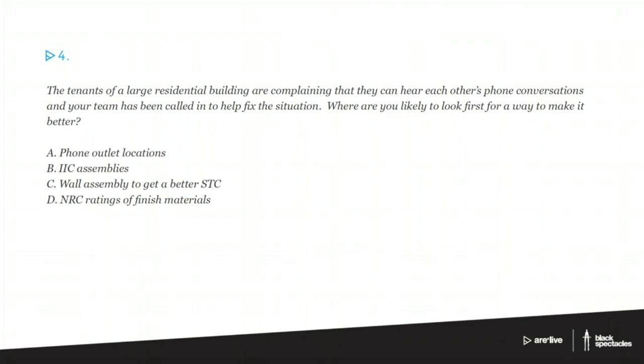The IIC assemblies, C would be the wall assembly to get a better STC. D would be the NRC ratings of finished materials. So let's digest a few of these. So IIC is going to be the installation impact class. So that is a viable answer for thinking about sound between units.